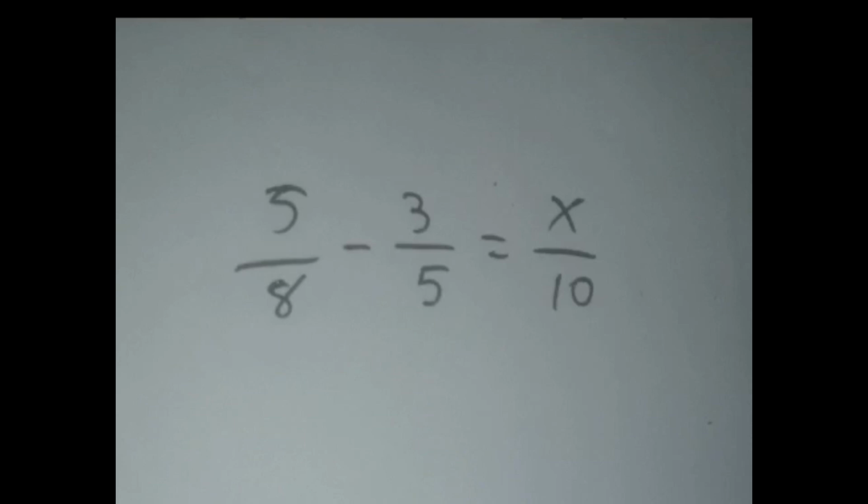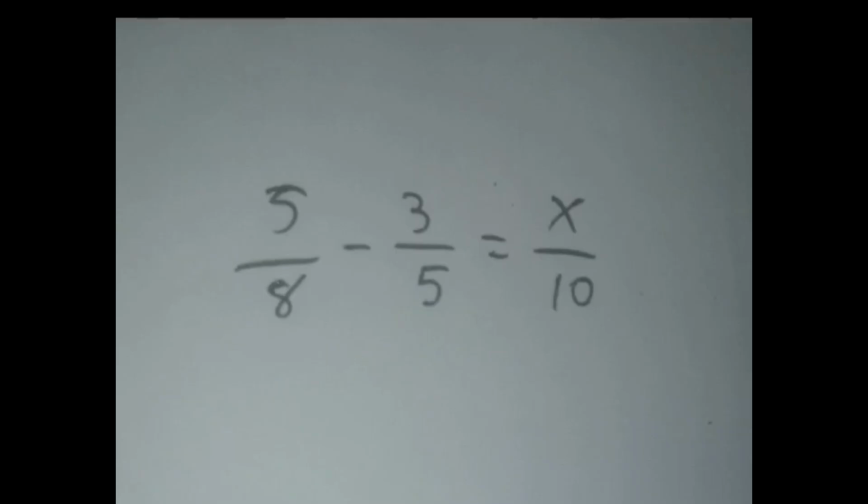5 over 8 minus 3 over 5, and let's set that equal to x over 10. What do we need to do in order to find the value of x? What would you do? The best thing we can do is clear away all fractions. We have an 8, a 5, and a 10. What is the least common multiple of 8, 5, and 10?